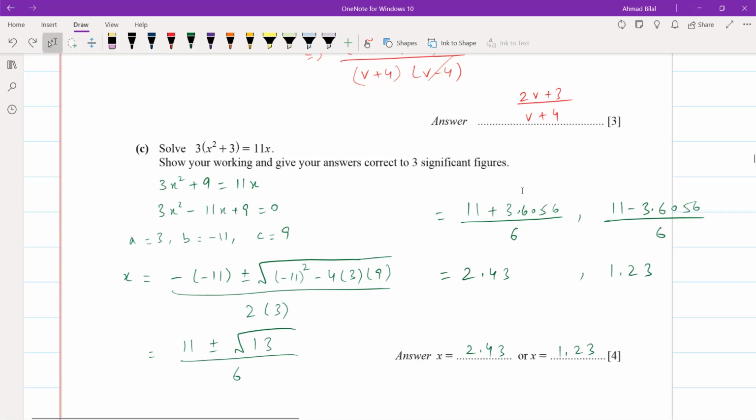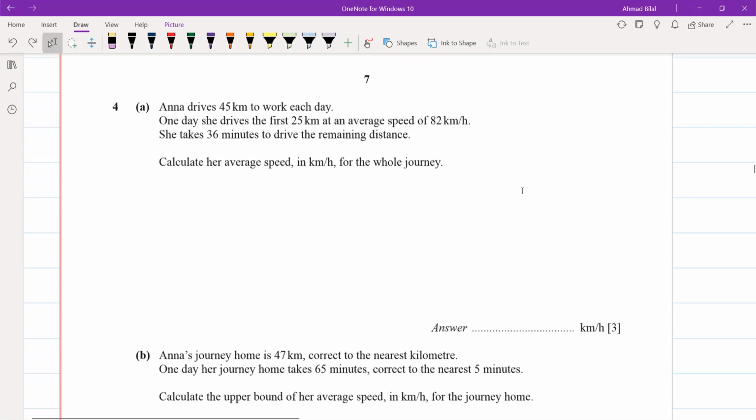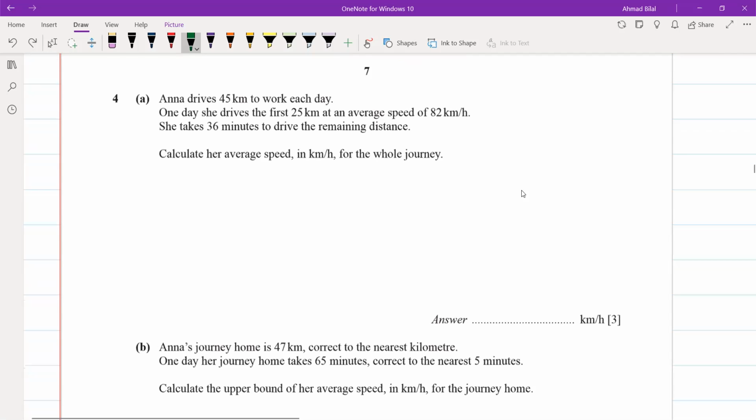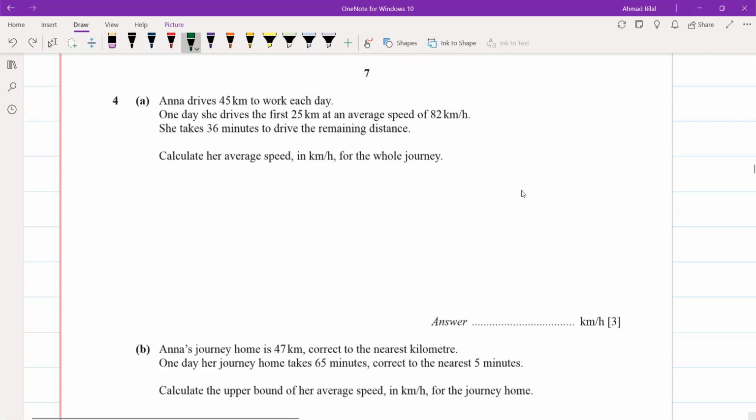All right. Let's move to the next question. So next we have this girl Anna who drives 45 kilometers to work each day. 45 kilometers distance travel करती है. One day she drives the first 25 kilometers at an average speed of 82 kilometers per hour. She takes 36 minutes to drive the remaining distance. Calculate her average speed for the whole journey. So पूरी journey की average speed निकालनी है.